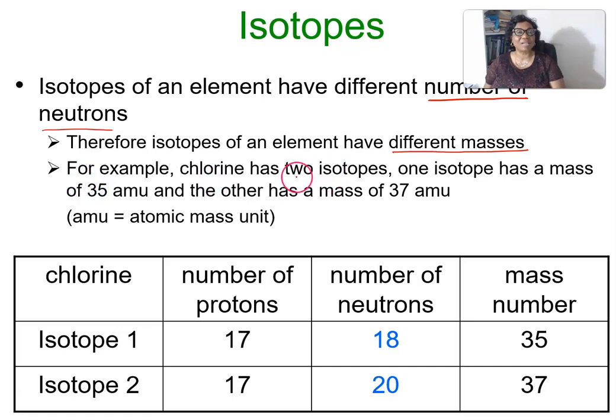For example, chlorine has 2 isotopes. One isotope has a mass of 35 atomic mass unit, and the other has a mass of 37 atomic mass unit. You can see the chlorine isotopes here. Isotope 1, number of protons are the same. You see them? That's why we know it's chlorine. But the number of neutrons are different. Isotope 1, which is chlorine-35, has 18 neutrons. And isotope 2, which is chlorine-37, has 20 neutrons.